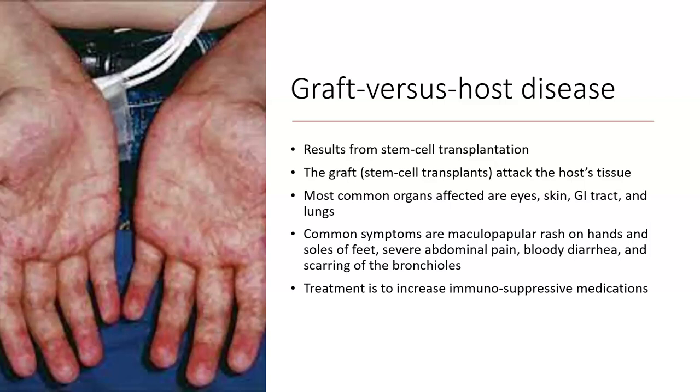You're going to have severe abdominal pain as it's attacking the GI system, bloody diarrhea, and scarring of the bronchioles. So what we do to fix this is we increase immunosuppressive medications temporarily to turn down those stem cells' ability to attack the host tissues.